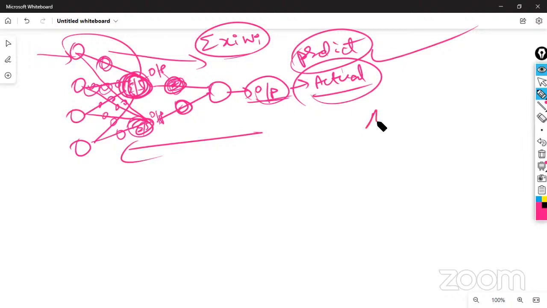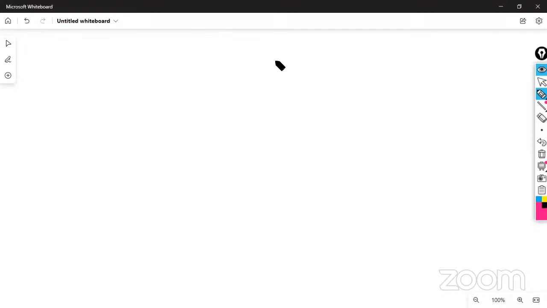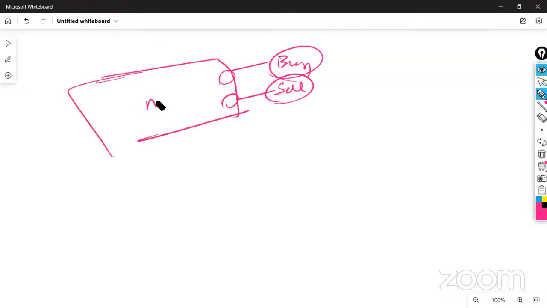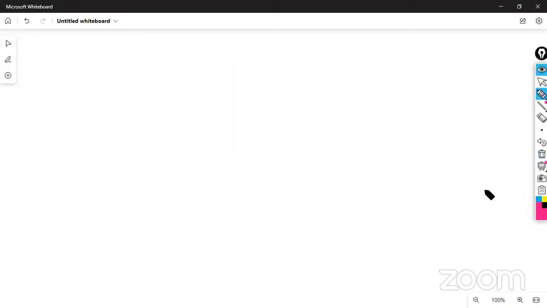So this is what a neural network does, and this is deep learning. With this concept, we will try to understand whether it is going to buy or sell with these two categories, and how this neural network is going to react with the data. We will see that now in the practical session.